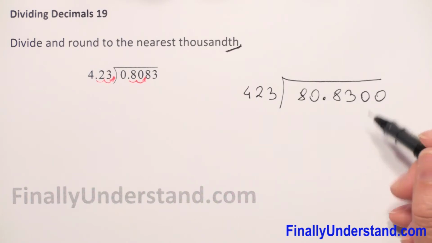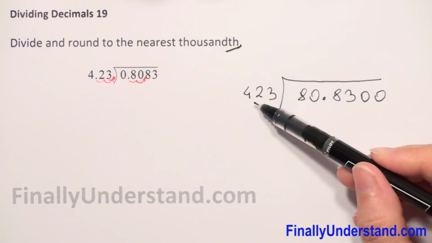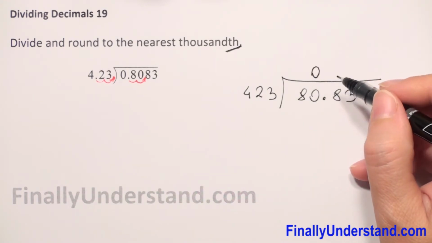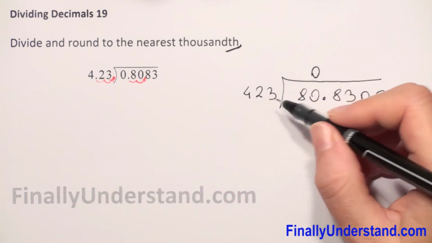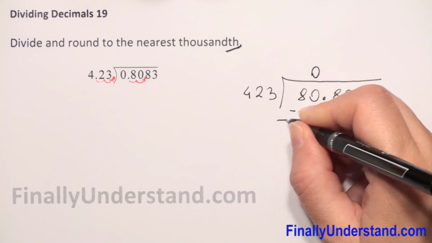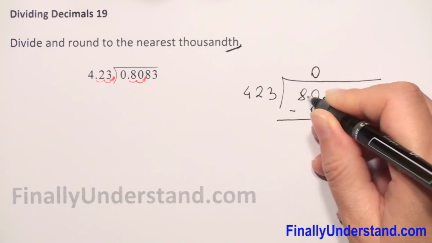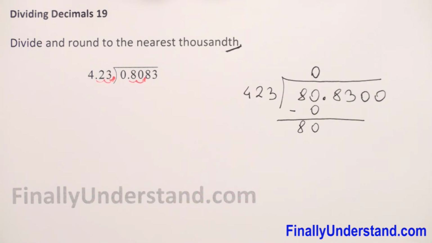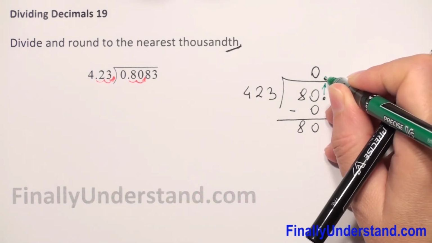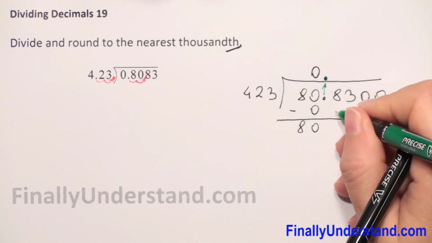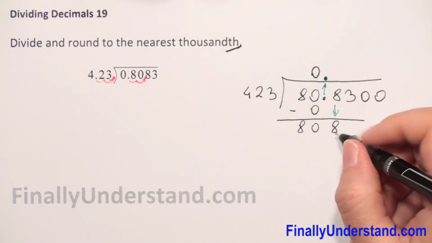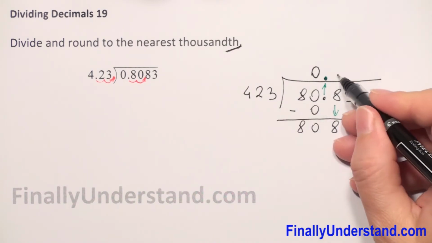So let's do division. How many times 423 goes to 80? 0. So we have to write 0 on the top, and now we have to do multiplication. 0 times 423 is 0. Subtraction. 0 minus 0 is 0. 8 minus 0 is 8. What next? We have to put our decimal point exactly in the same column, and we take down next digit. So now we have 808 divided by 423 is 1.